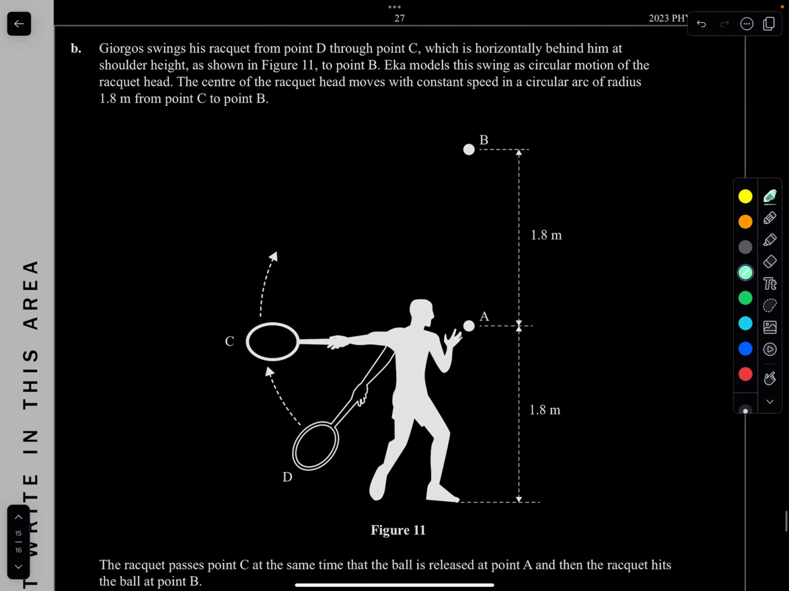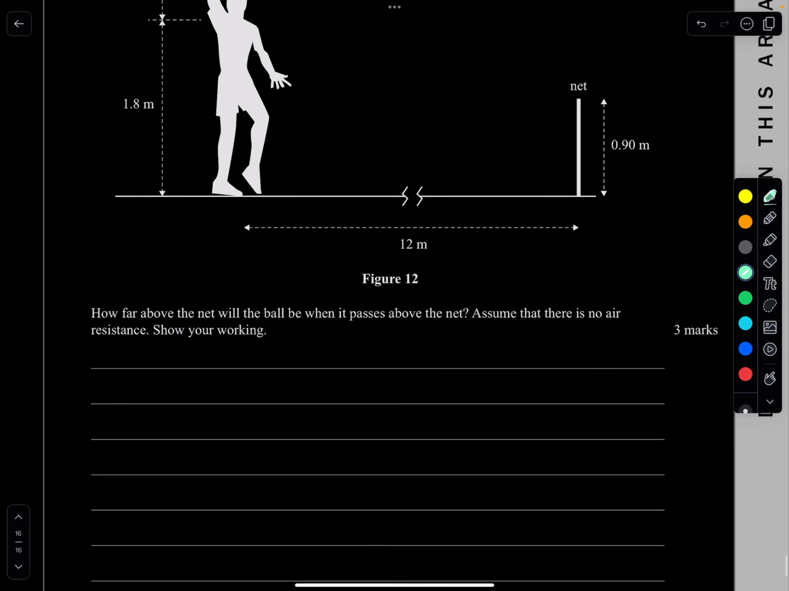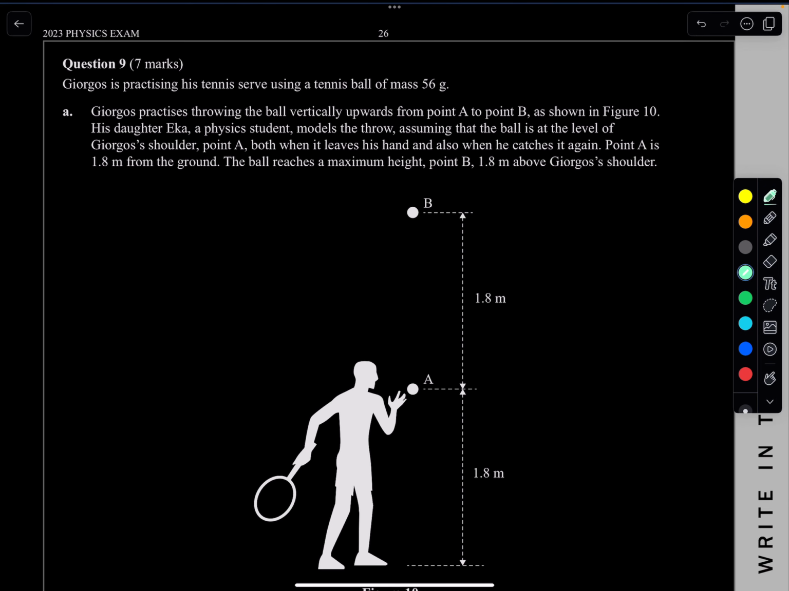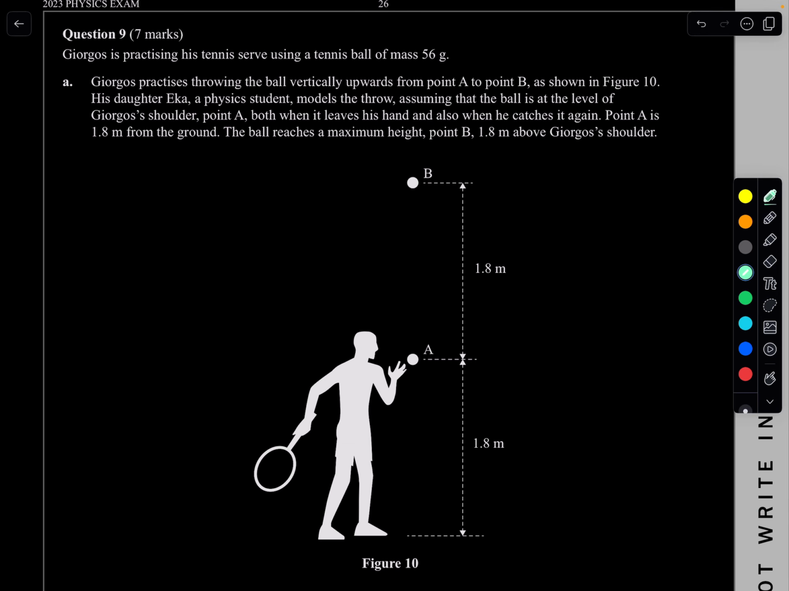Question 9. I think question 9 is the last question. Let's smash through this. Yep, all right. Question 9. Georgos is practicing, I'm going to call him George, basically, just to destroy his name. George is practicing his tennis serve using a tennis ball of 56 grams. George practices throwing the ball vertically upwards.